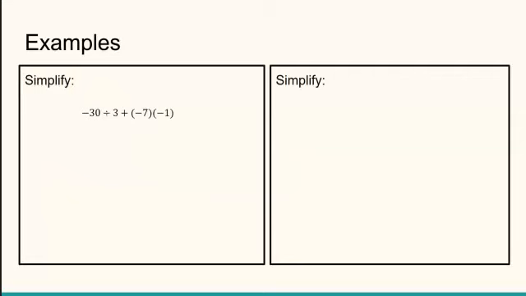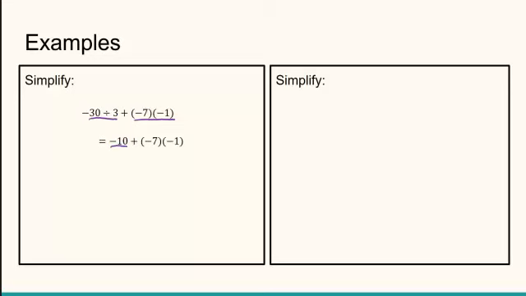So let's look at some examples. I have negative 30 divided by 3 plus negative 7 in parentheses times negative 1 in parentheses. Now I need to follow order of operations. So I see that I have division, I have addition, and I have multiplication. I'm going to do my multiplication and division first in order from left to right. The signs are different. Negative 30 divided by 3. The signs are different, so the answer is negative.